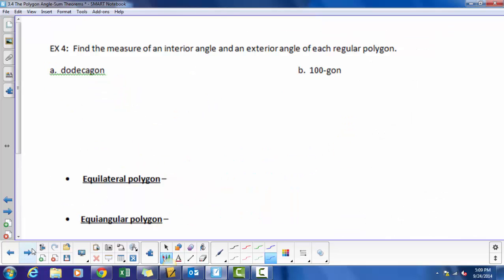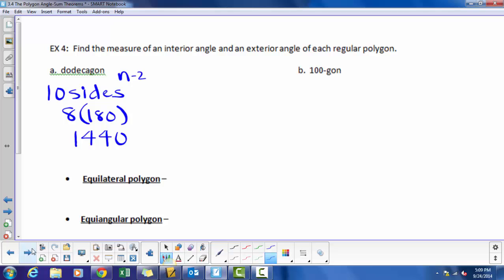All right. Now I need to find the measure of an interior angle and an exterior angle of a regular polygon. So a dodecagon. We said that a dodecagon has 10 sides. So 8 times 180, that's n minus 2. So 8 times 180 equals 1,440. So the interior angles have to sum to 1,440. And there are 10 sides, so I'm going to divide that by 10. So the interior angles are 144 degrees.